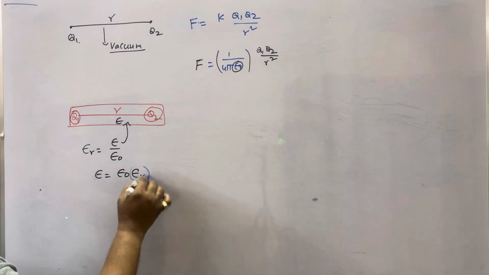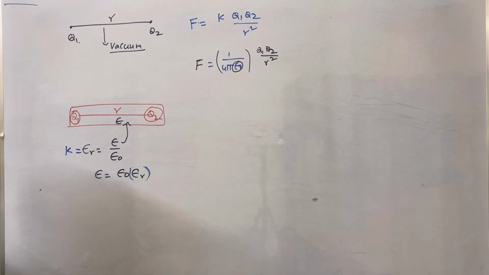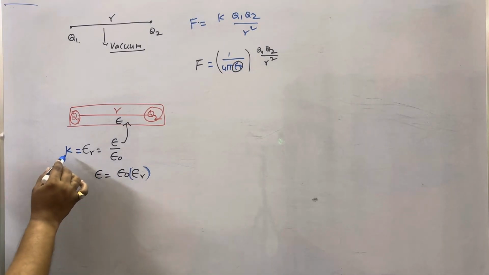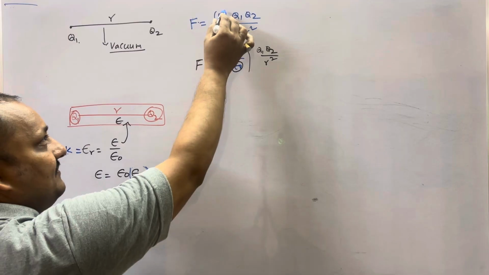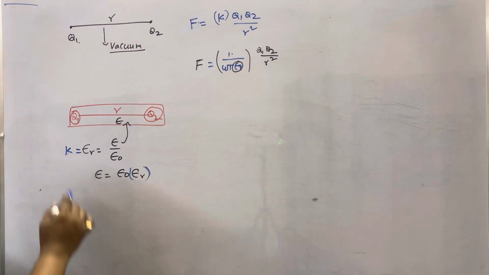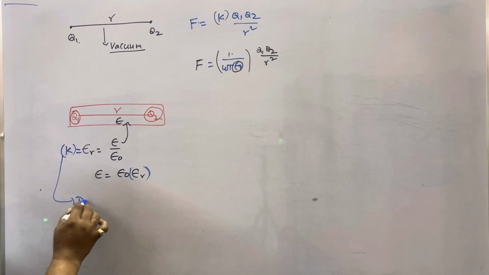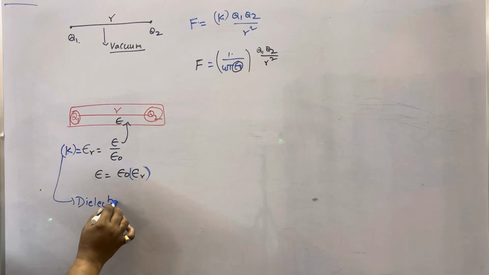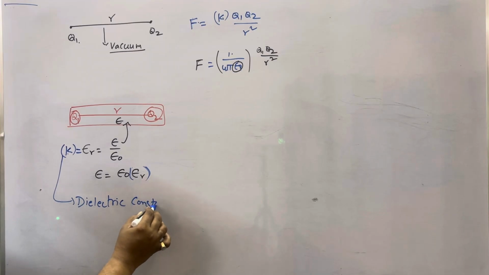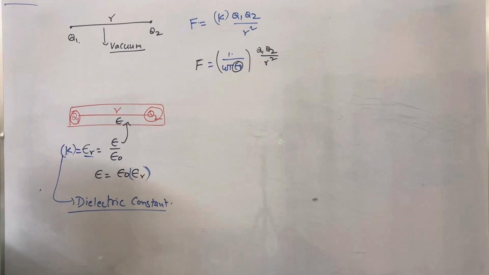So, epsilon r, another symbol we are going to write it as K. K's other name is dielectric constant. This K is different, this K is different. This K is 1 by 4 pi epsilon naught, 9 into 10 power 9. This K is the dielectric constant. It has two names: one is relative permittivity and the other is dielectric constant.